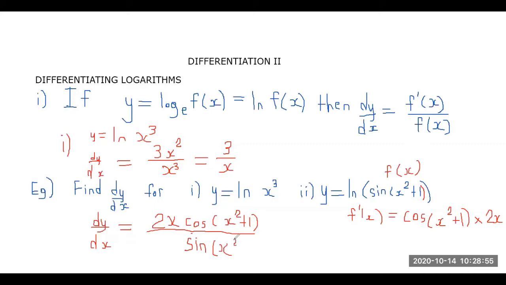Now the next thing you can do is simplify this if you want, because cosine over sine is cotangent. And so this simplifies to be 2x times the cotangent of x squared plus 1. So that's how we would differentiate y equal to ln sine x squared plus 1.